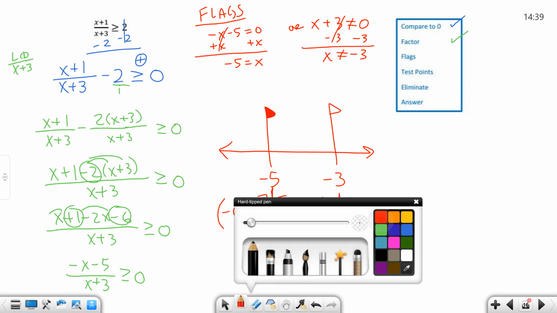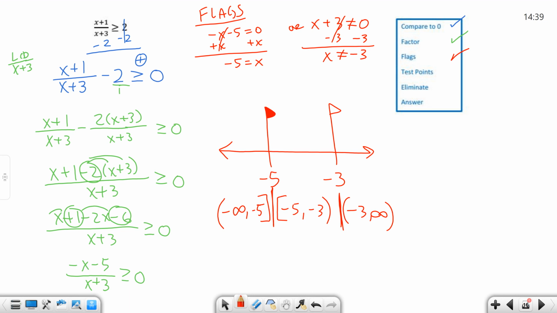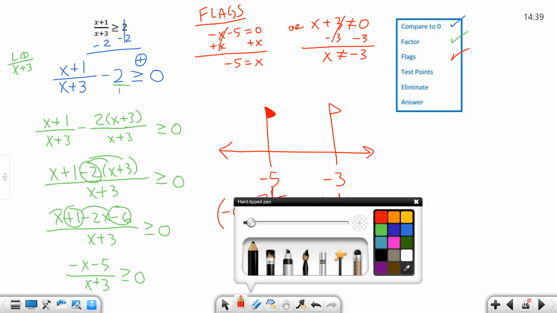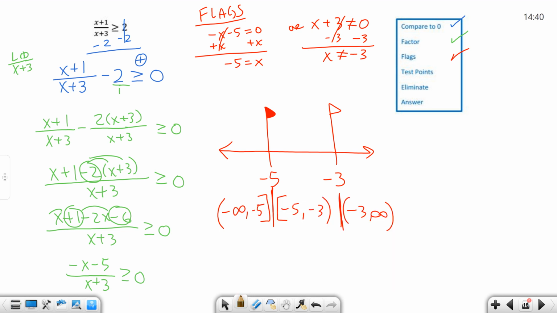All right, I'm done with my flags now. Now I want to try me out some test points. So something less than negative 5, negative 7. Between negative 5 and negative 3, the only integer there is negative 4. Now you can pick something else, negative 3.9, negative 3.5, but I'd pick negative 4. And then something bigger than negative 3. If I can pick 0, I'm picking it.